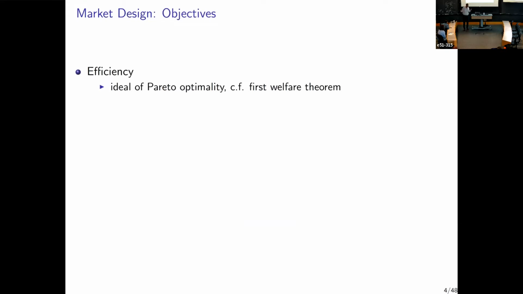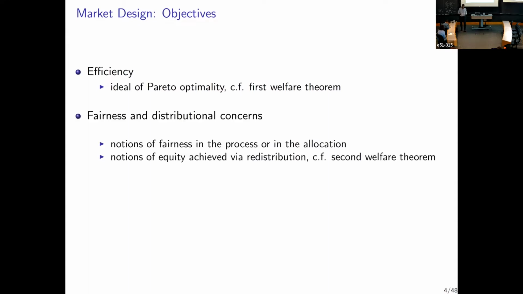Okay, so what do we want? We want to go back to having a first welfare theorem. Many times we're not going to be able to have it, but we want to have efficiency. We want to get to the Pareto optimal allocation, and since we don't have a first welfare theorem, we'll have to work. We're going to be thinking about how we get to an efficient allocation.